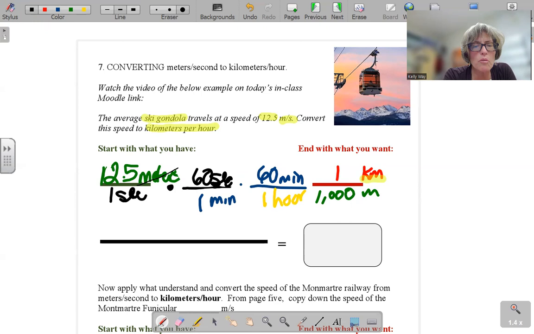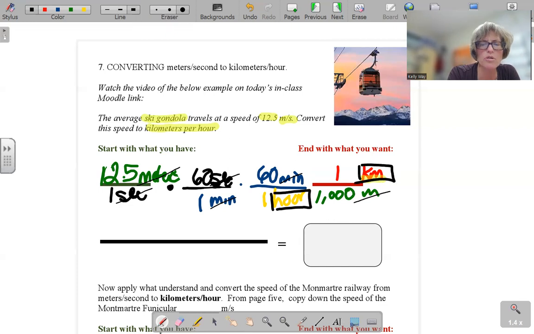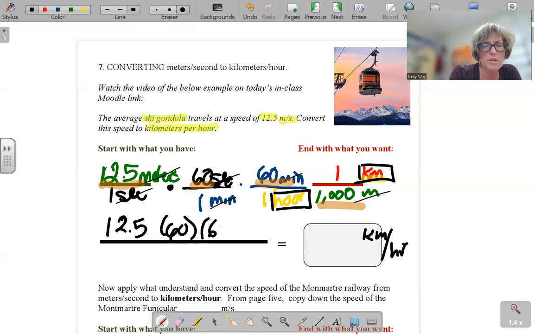Now, look at your units. The meters cancel. Meters, you've accounted for that. Seconds, minutes, and you ask yourself what's left, and you have hours and kilometers. So you know your conversion is kilometers per hour. Now you can just deal with just the numbers here. And our numbers are now 12.5 times 60 times 60 again over 1,000.